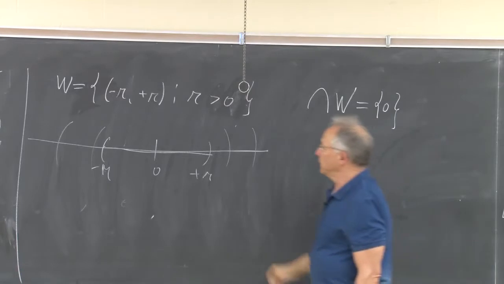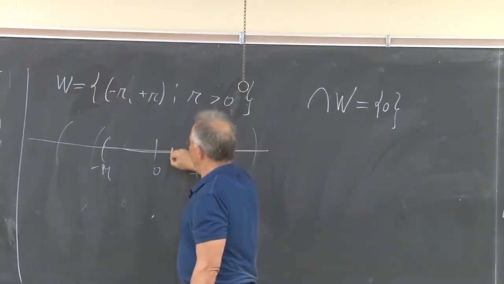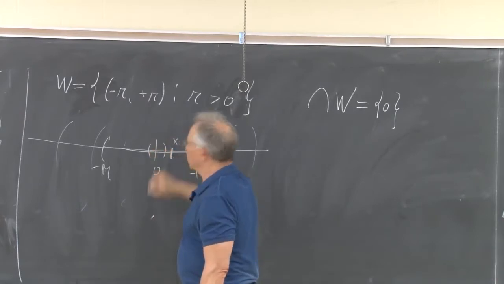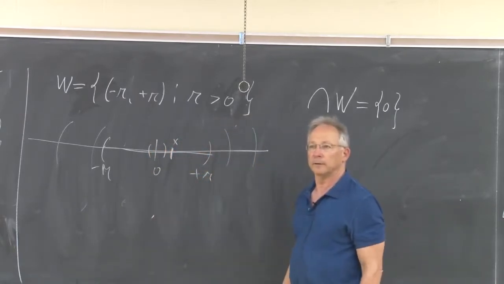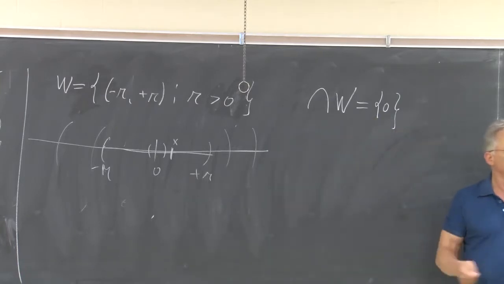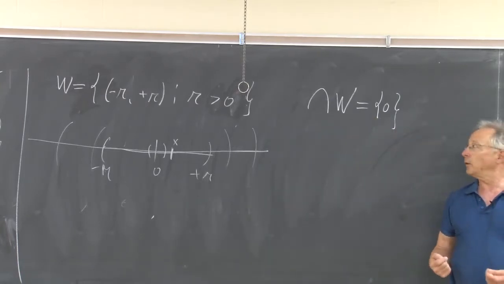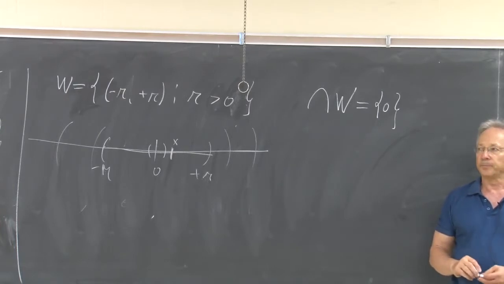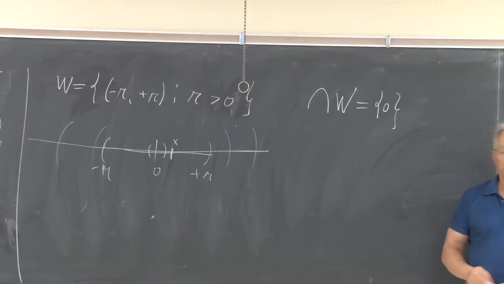Because every number that is not 0, if I pick any number x here, there is going to be some R that will cut it out. So if I just want those numbers that belong to all of the sets, the only one that survives is the number 0. Now, does it make sense?